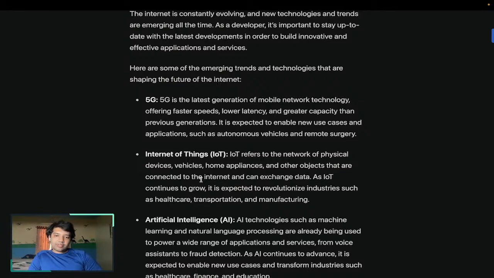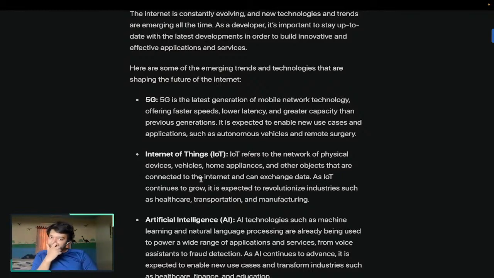And then new use cases and applications such as autonomous vehicles and remote surgery. Yeah, those 10% of things. I prefer my doctor to not be remote. I prefer my doctor to be here in person. That's a hot take. I would not want my doctor to be remote. Only in very extreme cases, when there can't be any doctor here who does the surgery, that's the only case I would allow that.